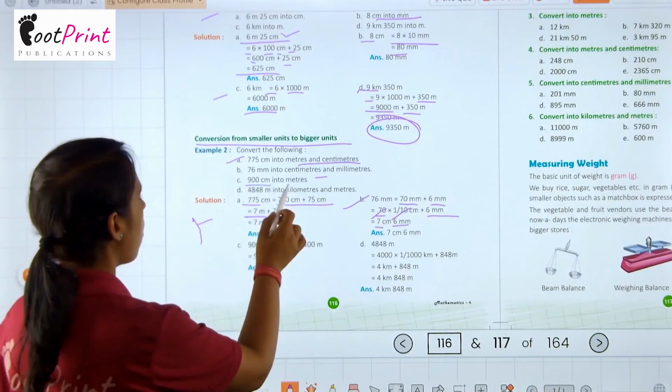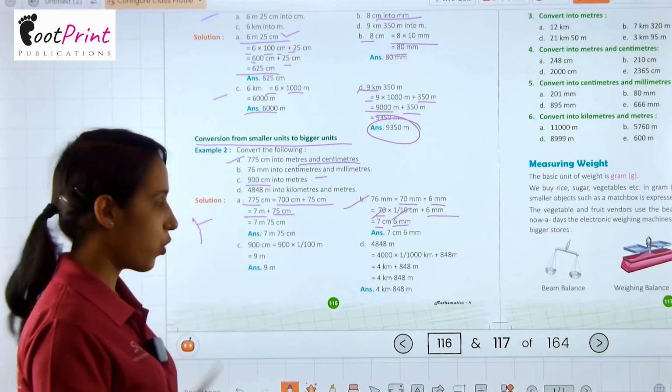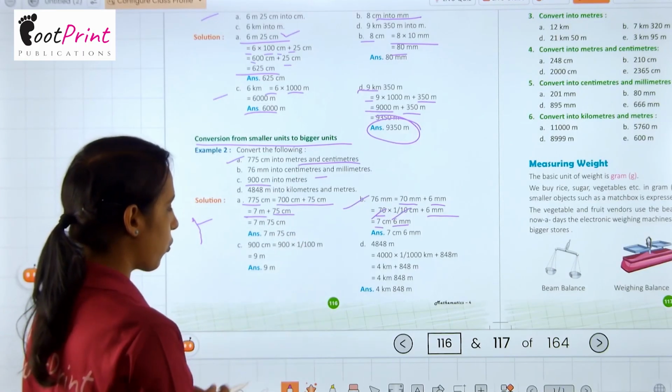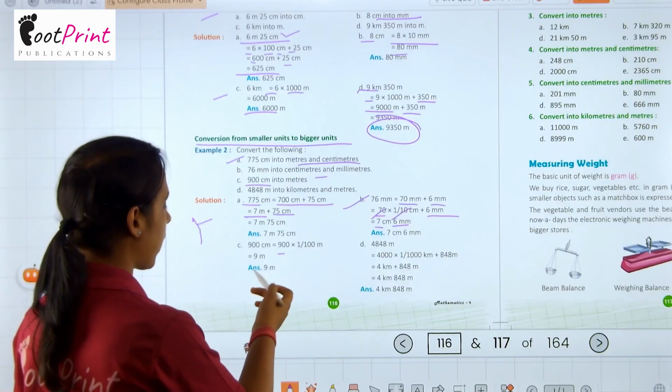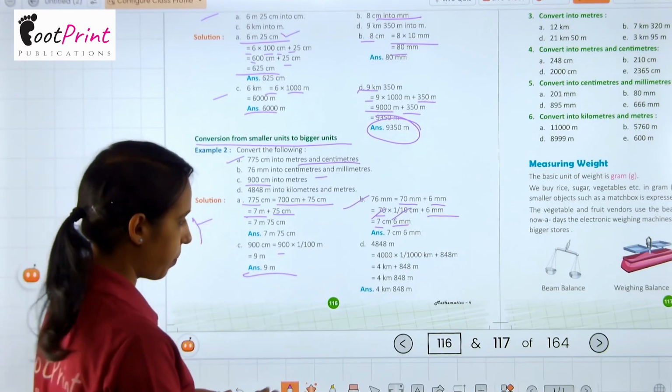Okay. Now 900 centimeter into meter. We know that 1 meter equals 100 centimeter. That's why we will divide it by 100. So we get, after dividing, 9 meter.